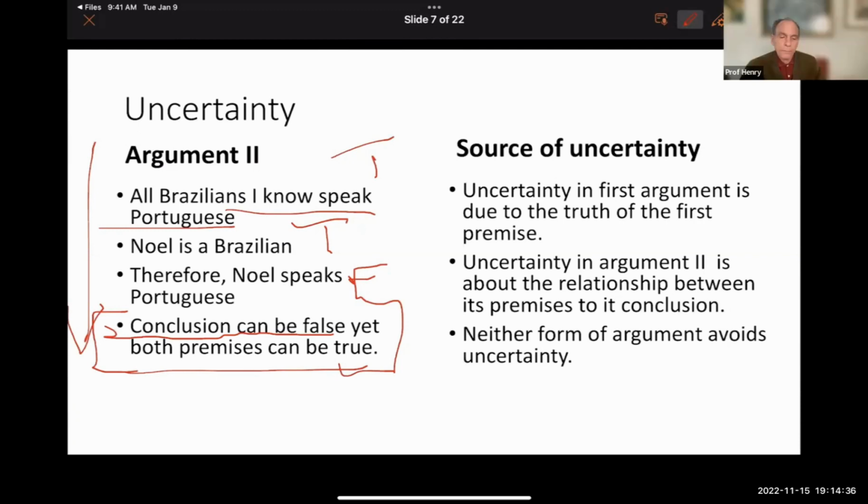Is it my turn? Yes, well, that's a good point about where he was raised. Yes, right. Go ahead. Do we know that all Brazilians I know speak Portuguese? Do I know Noel? If I know Noel, then he's part of the all Brazilians that I know, so he speaks Portuguese. But is there any evidence here in the premise that I know Noel? There is nothing that says that I know Noel, so this could be false. Well, no, I see your point, but let's say you don't know Noel.